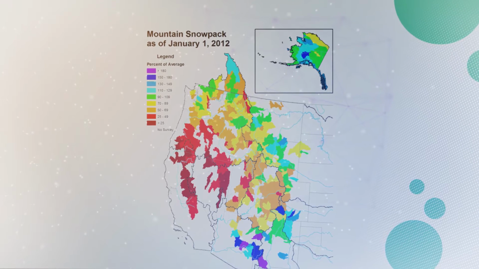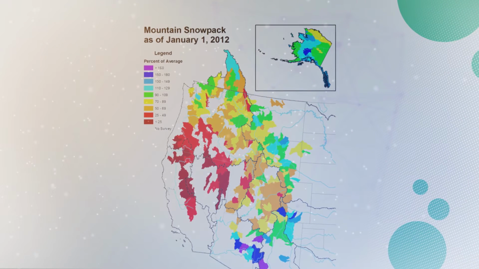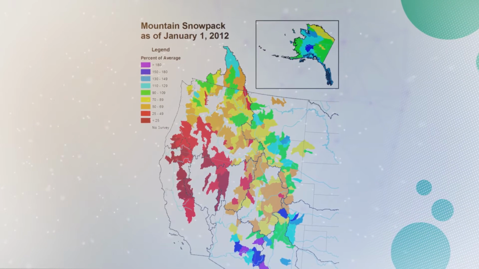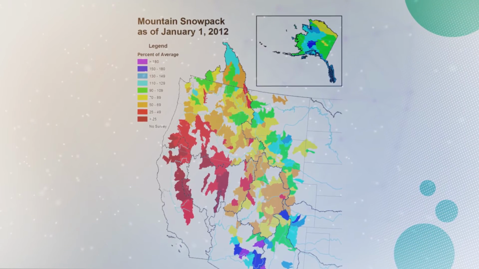During the winter, water managers across the West look at maps of mountain snow in the hopes of a good surface water season. We're going to review the sources of data to put these maps together.